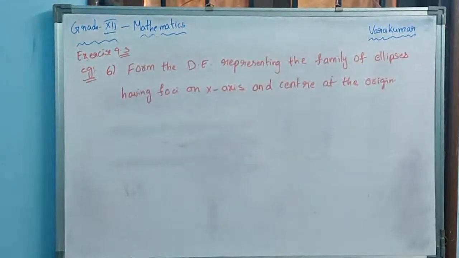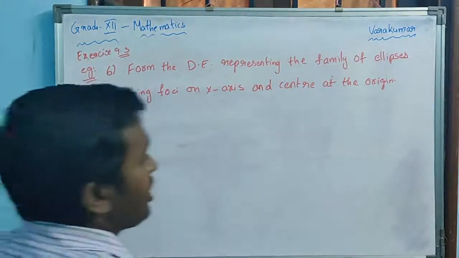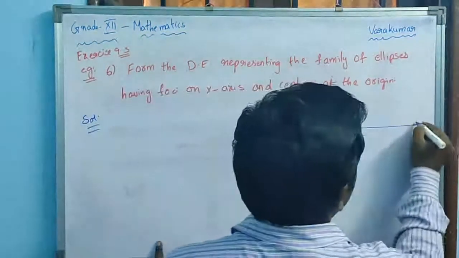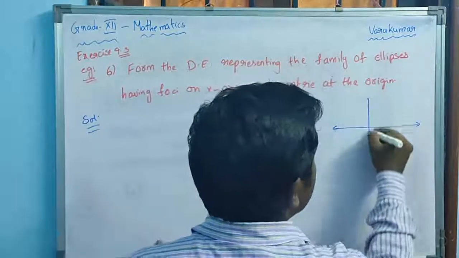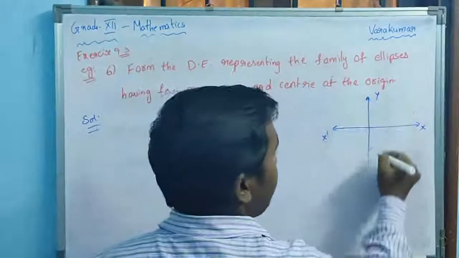Right. Now one more question on the board, if you are seeing that one, it is example 6 from exercise 9.3. Form the differential equation representing the family of ellipses having foci on x-axis and the center at the origin. This is also simple. Now what is it trying to say? The foci on the x-axis and the center is the origin. So roughly we can take the diagram.